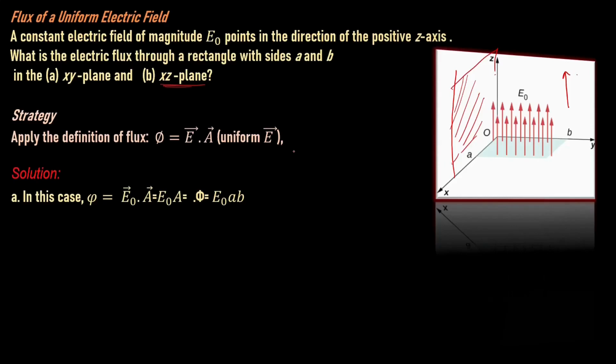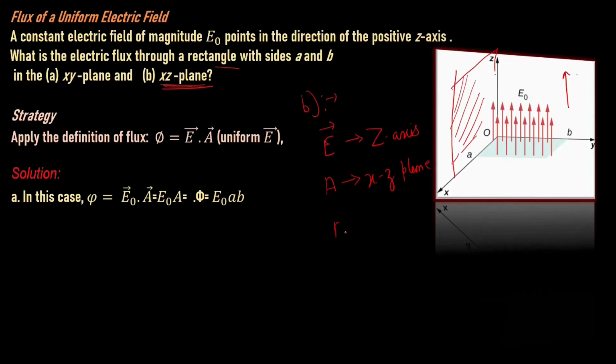Now let us see what we are having for the second situation also. The electric field vector is pointing along the z-axis. This time the area we have taken along the XZ plane. Keeping this in mind, here they have said that the rectangle is lying in the XZ plane. So here it is lying in the XZ plane.